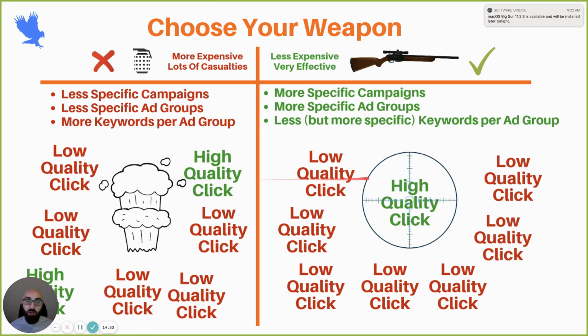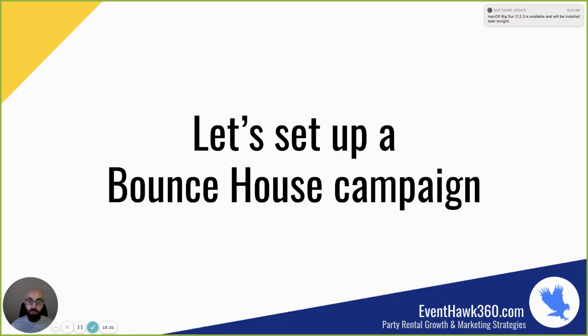When you're using a sniper, you got to take your time, okay? It's less expensive, but it's more time consuming, but it's much more effective. And you get much higher quality clicks, but to do that, you need much more specific campaigns. You need much more specific ad groups, and you also need fewer but more specific keywords in each ad group. Again, by doing this, we've gotten incredible results, and I'll show you more of those later. So let's go ahead and jump into Google Ads right now. I promised you guys will literally watch me set this all up.